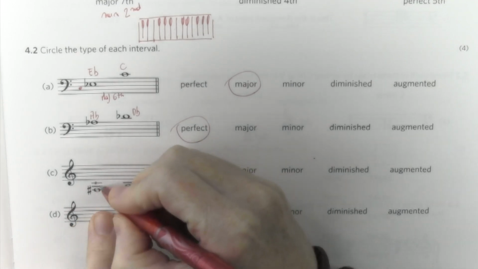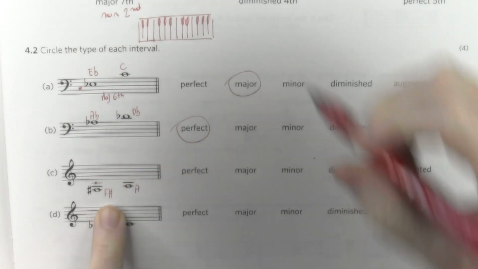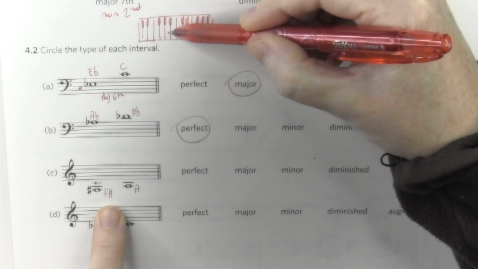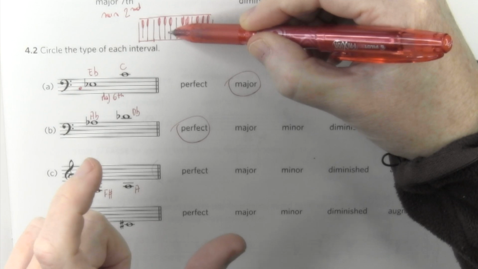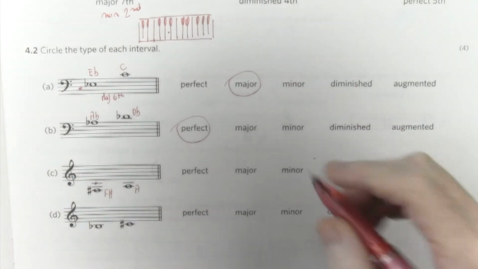This is middle C, so we have F sharp, C, B, A, G, F, and then we have A. Okay, this is a third. 1.5. So it's not 2 tones, but it's 1.5. So it's not major, but minor.